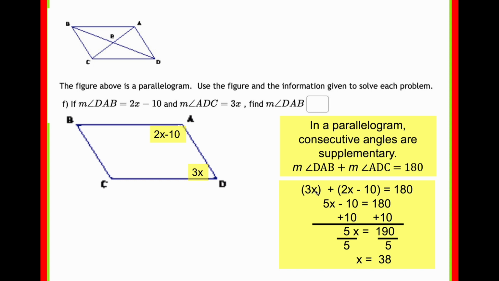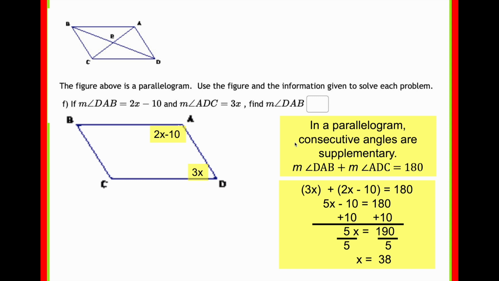Now, if you notice here, I chose to put parentheses simply to show you here's one of the angles, 3x, plus the other parenthesis, 2x minus 10. I do not need the parentheses. They are there simply to show you it's one of them plus the other one. Ignore the parentheses, and we have 5x minus 10 is equal to 180. Cancel the 10s, and we have 5x equals 190. Divided by 5 is 38. So x is equal to 38.